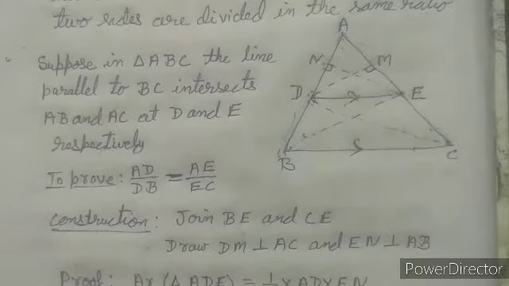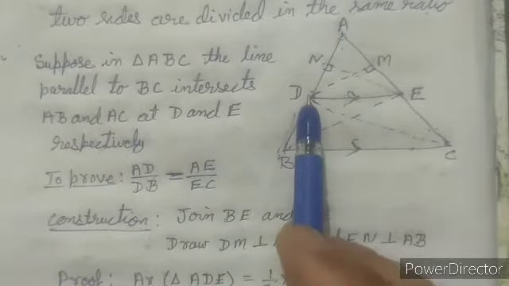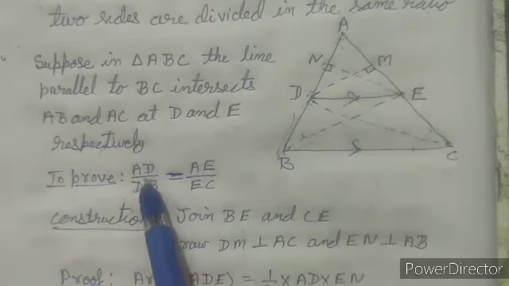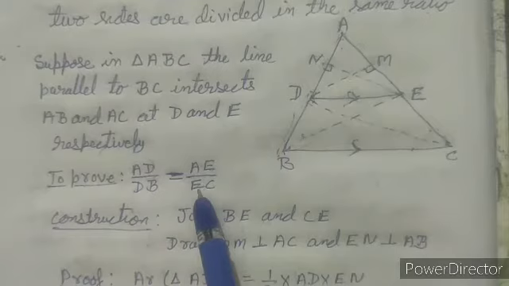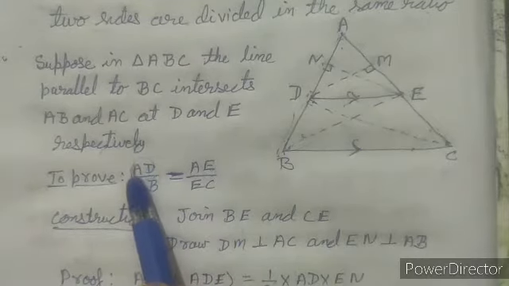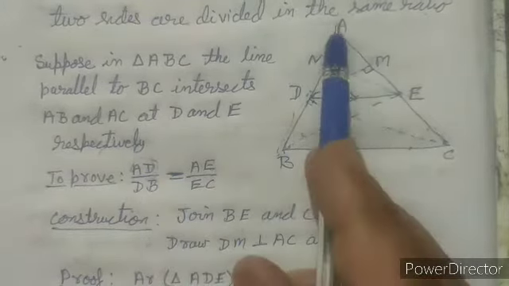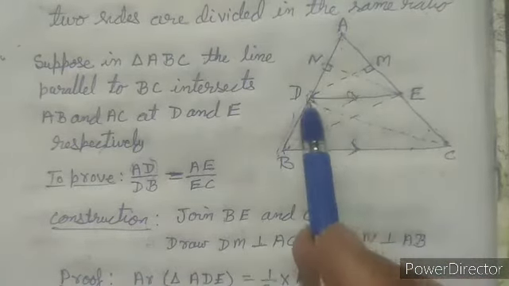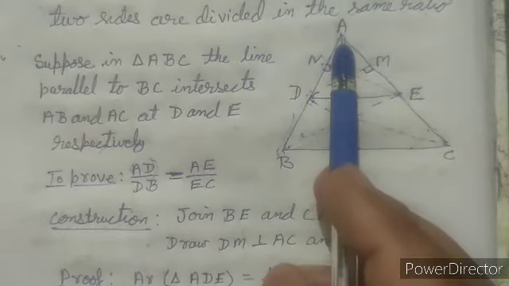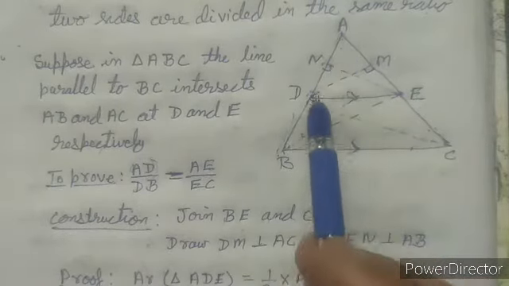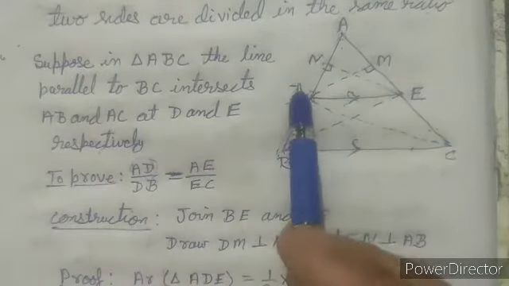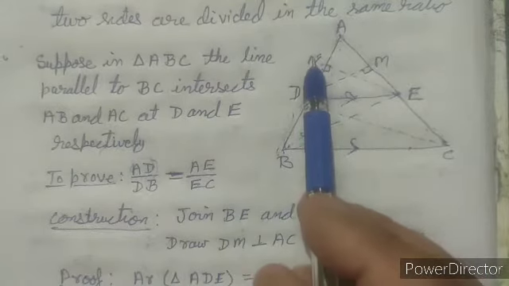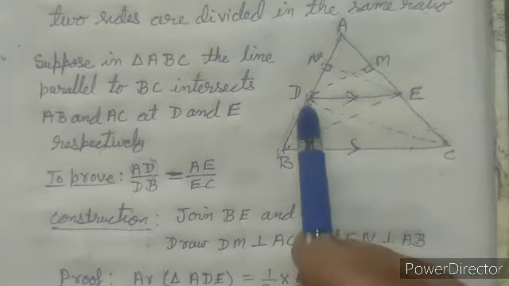Now in order to remember how we have to take the triangles, see here we have to prove that AD upon DB is equal to AE upon EC. So first of all we will take AD as base. Now AD is the side of triangle ADE, so we will take the area of ADE, where we take AD as base, and if AD is base, then EN will be the height or perpendicular on AD.